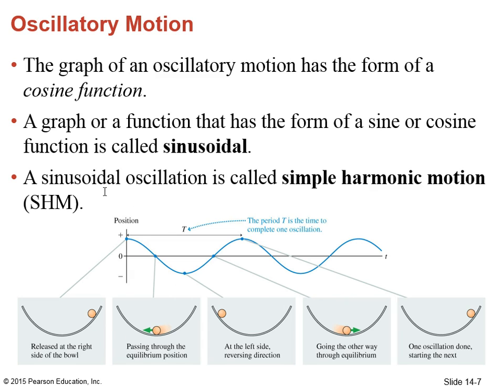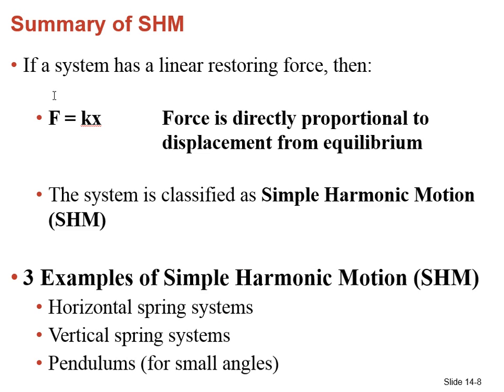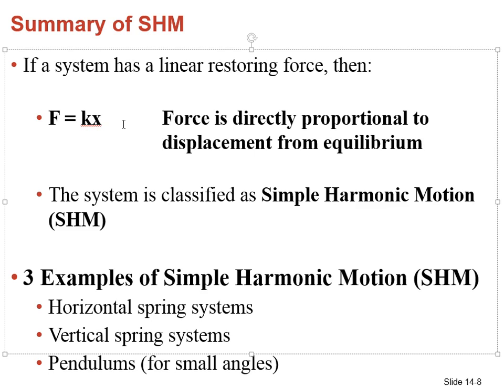Anytime we have oscillatory motion, the graph of that motion is going to be sinusoidal. And we said that simple harmonic motion is the cause. Simple harmonic motion means that you have what's called a linear restoring force, which means that the force is directly proportional to displacement from equilibrium, or the force is equal to some number times the displacement x. The examples that we talked about were horizontal springs, vertical springs, and pendulums for small angles.